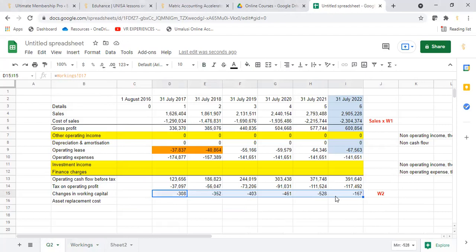Now let's do asset replacement. Asset replacement was explained to us under the depreciation note. Depreciation was note number 3. They say management expects depreciation and amortization to equal asset replacement costs. And they say depreciation to sales ratio is expected to remain the same. So remember, we're going to have to work out the depreciation to sales ratio. So all I'm going to do is put in here working 3.